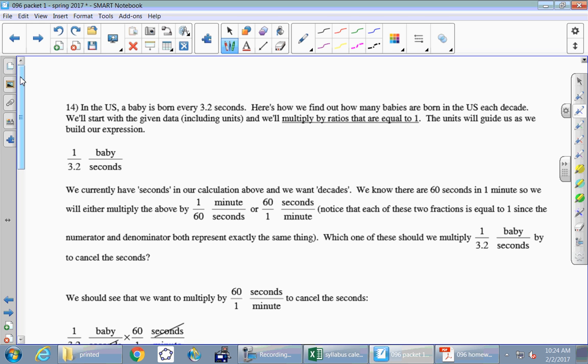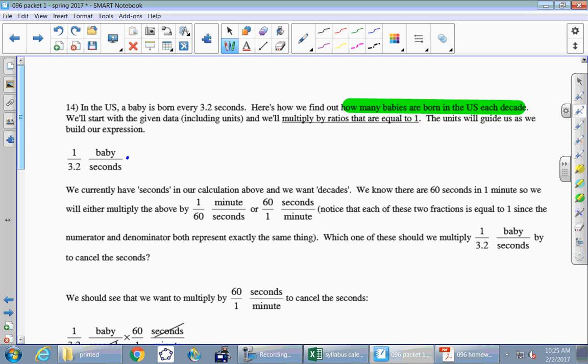says, in the US, a baby is born every 3.2 seconds. Here's how we find out how many babies are born in the US each decade. That's the goal. How many babies are born in the US each decade? So what we know is that a baby is born every 3.2 seconds, or 1 baby per 3.2 seconds. Fair? Ultimately, what we want to do is figure out how many babies are born in a decade. So here's how we go from seconds to decade. We are going to multiply right here by a certain number.